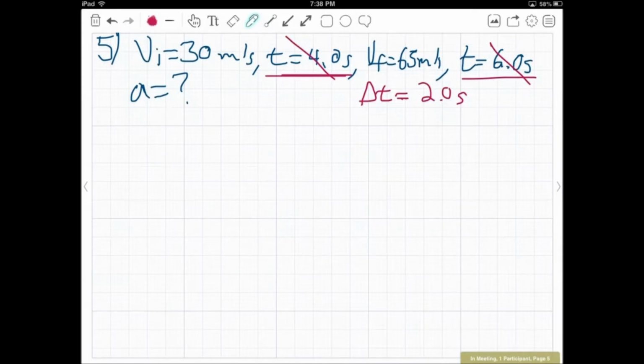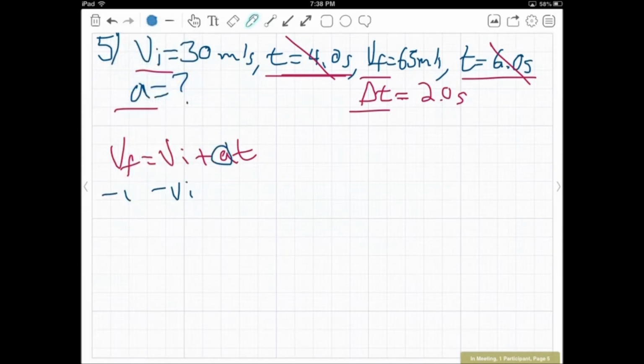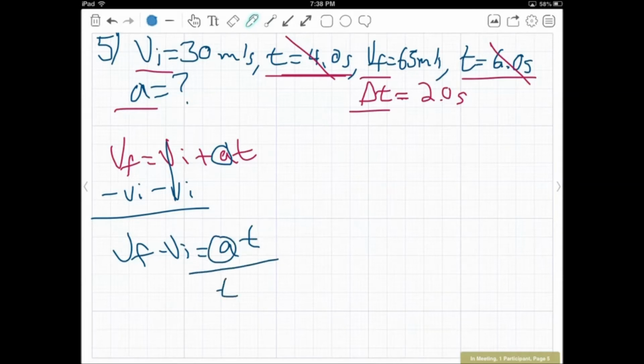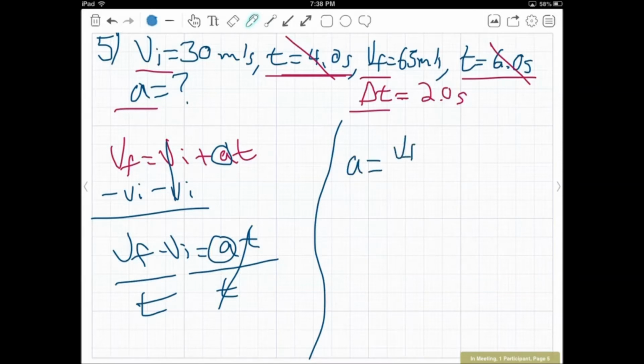Choosing from my two equations that have VI and VF in them, this is the one I'm going to use, because it has VI, T, VF, and A in it. Has all four of my variables. I'm solving for A, so I need to rearrange my equation for A. This is two steps. Subtract VI from both sides, so I get VF minus VI is equal to AT. One more step, divide each side by T. So acceleration equals final velocity minus initial velocity over time.